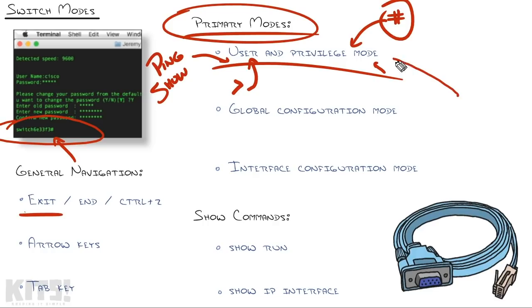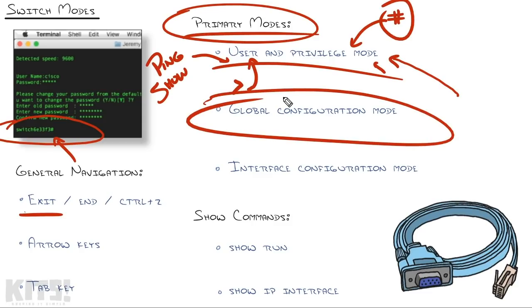Now, user and privilege mode are nice because they allow us to verify things on the switch, but you can't configure anything from user or privilege mode. It's like logging into Windows and staring at the desktop. You may be able to see what's running in Windows, but you actually have to click and open a program to do anything. So our first configuration mode is known as global configuration mode.